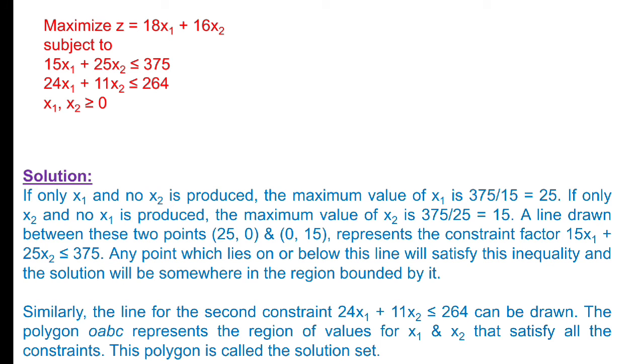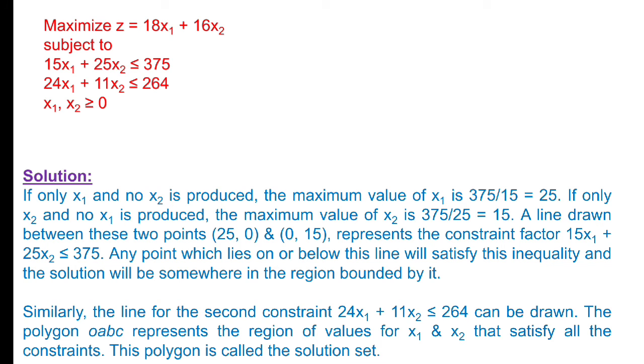If only x2 and no x1 is produced, that means put x1 equal to 0, you will get the x2 value. Put x2 equal to 0, you will get the x1 value. In that way it is calculated. For x2 you will get 375 divided by 25 equal to 15. We have already seen many problems like this, so now we are going to directly calculate the values of x1 and x2. A line is drawn between these points.